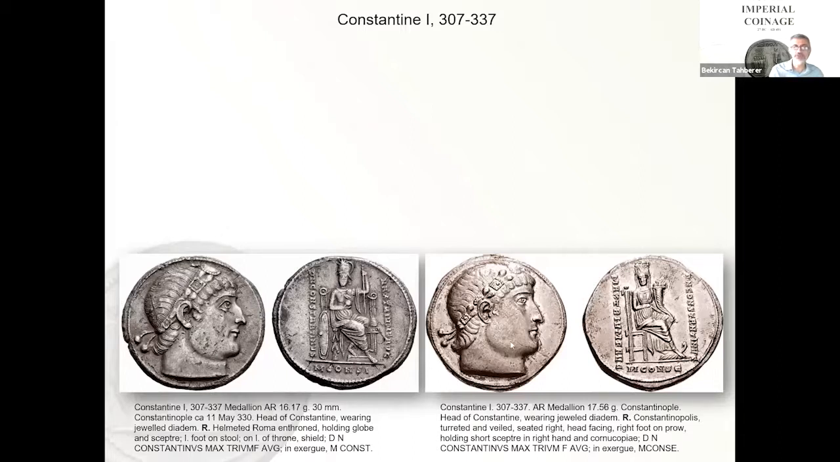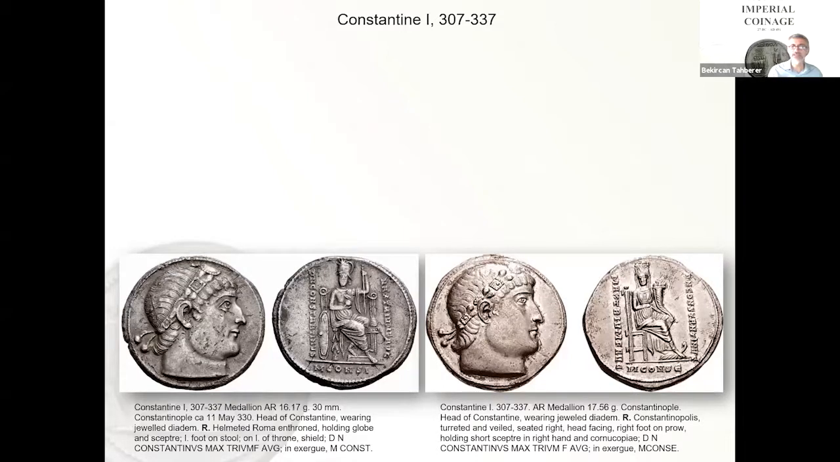And here we have two medallions struck to appreciate and advertise the new capital. On this coin, Rome is enthroned, but it represents the Roman state in Constantinople. And on this one, the city is enthroned in the Asian style, I should say.